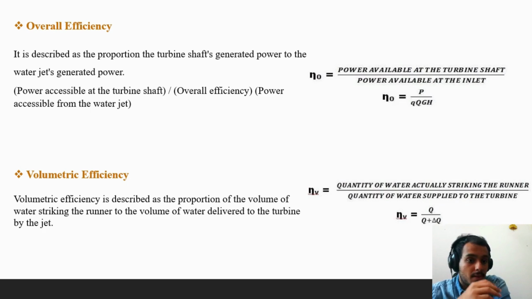So it's the power accessible at the turbine shaft, overall efficiency, power accessible from the water jet. And the volumetric efficiency is described as the proportion of volume of water striking the runners to the volume of water delivered to the turbine by the jet. So you can see from this equation, that's the volumetric efficiency equation.